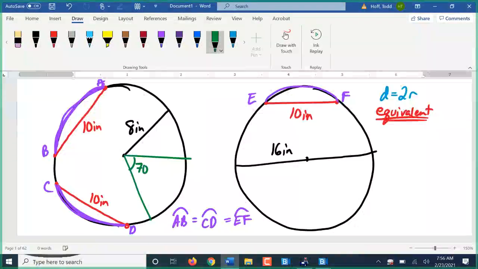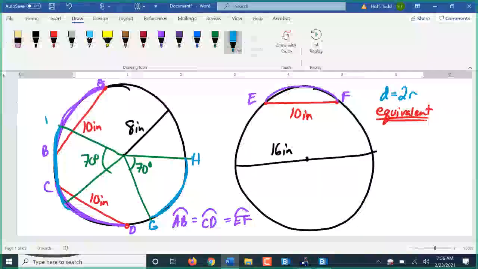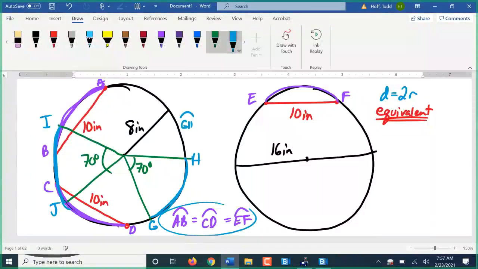Let's say I put in a 70-degree central angle here. It is going to cut a certain arc out here. I'll call it GH. If I put a 70-degree angle in this same circle somewhere else, it would cut an arc again. Let's call that arc IJ. Similarly to what we had down here, arc GH is going to be equivalent to arc IJ.